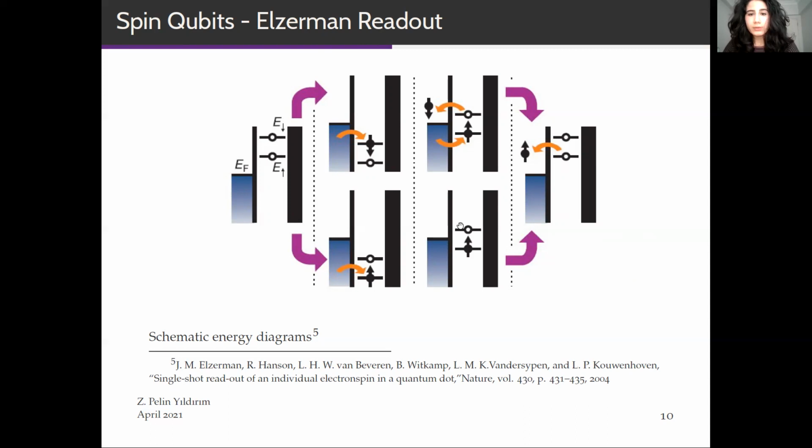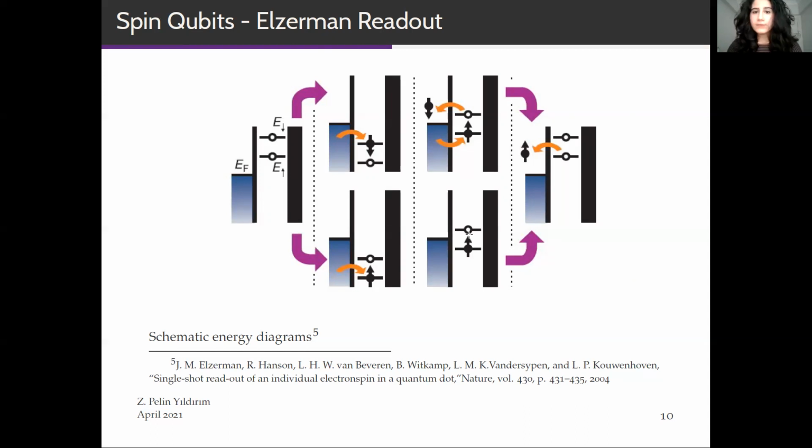So a lower energy spin gets in the quantum dot if there is no electron with the same spin in the dot. Because of the Pauli exclusion principle, if there's already a lower energy spin electron in the dot, then another one cannot get in.